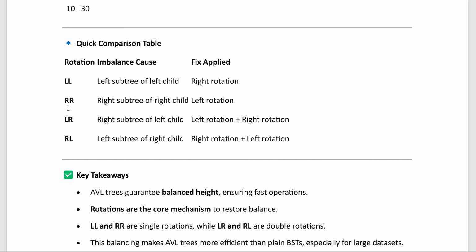So this is the quick comparison table: LL rotation, RR, LR and RL. These are the reasons the imbalance occurs. In LL, imbalance occurs due to the left subtree of the left child. In RR, imbalance occurs due to the right subtree of the right child. In LR rotation, imbalance occurs due to the right subtree of the left child, and in RL rotation, imbalance occurs due to the left subtree of the right child.